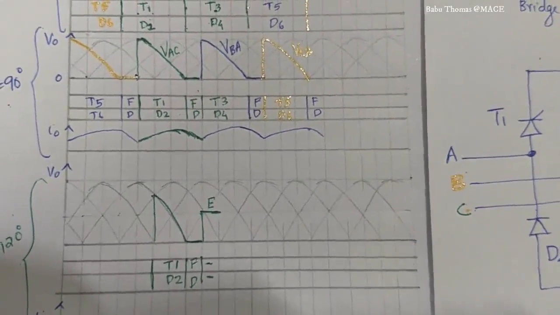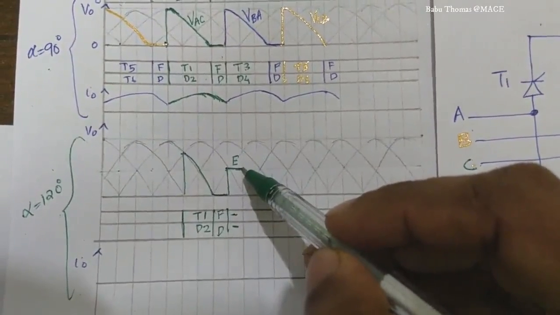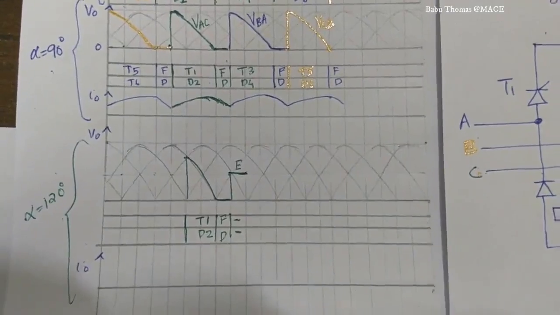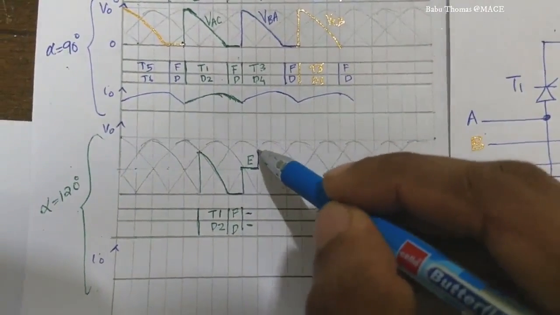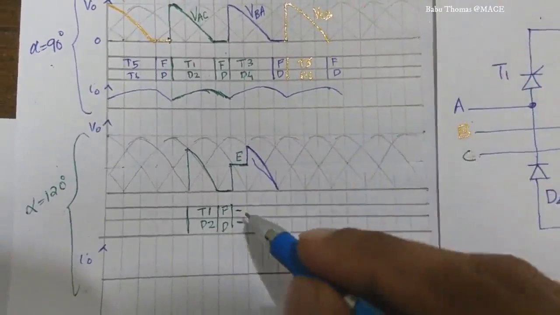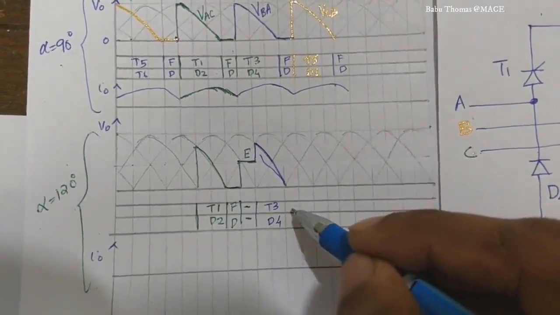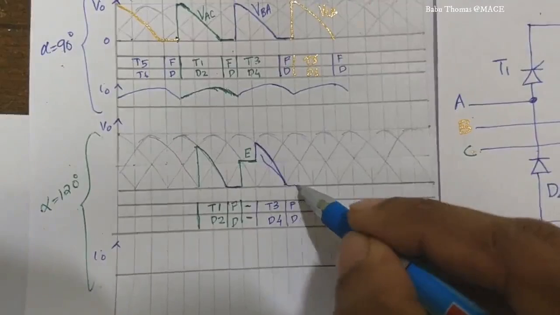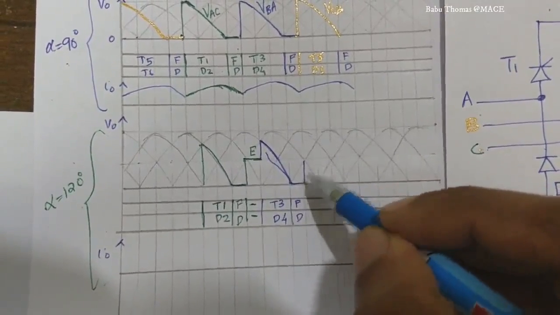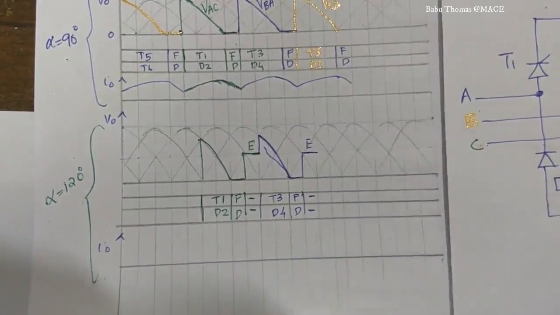And after that only your T3 is being fired at a delay of 120 degrees, and therefore the voltage which comes into picture over there is nothing but VBA. So the devices which are conducting are T3 and D4. Once it reaches over here, like our previous explanation, the freewheeling diode comes into picture and therefore the load voltage comes to 0. So after that the inductor will release all the energy which is being stored, and therefore only the EMF E comes into picture. So during that period none of the thyristors or devices will be conducting.